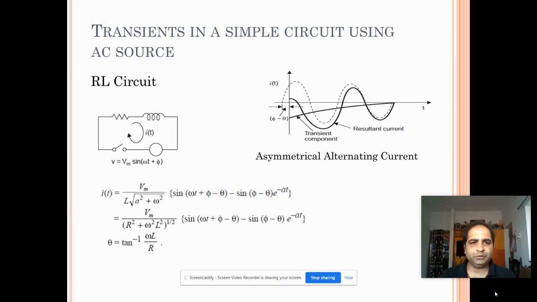Transients in a simple circuit using AC source. Whenever an AC source is applied to an RL circuit, the transients or the asymmetrical alternating currents are as shown, and i(t) is given by the formula shown in the slide. For calculating i(t), theta is assumed to be tan inverse of omega L by R.